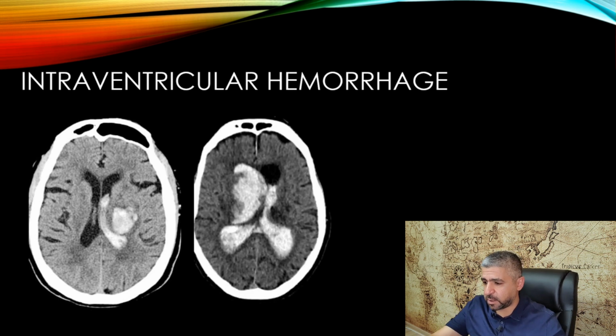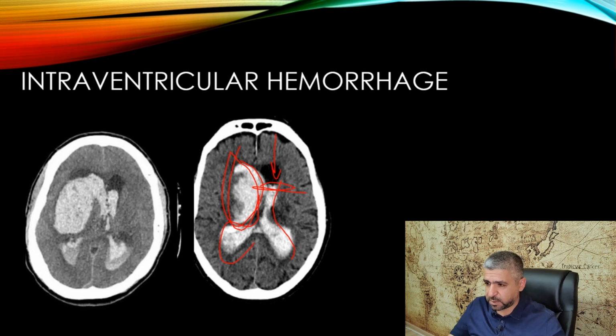Again, you can see here there is a large blood collection or hematoma within the basal ganglia, and blood filling the ventricular system, and it's heavier than CSF. That's why you see this level, and it's causing obstructive hydrocephalus.